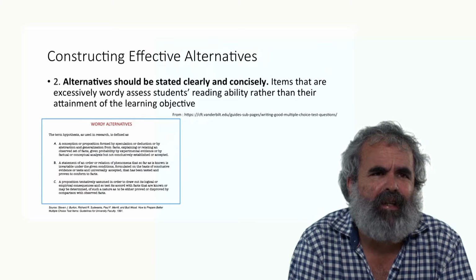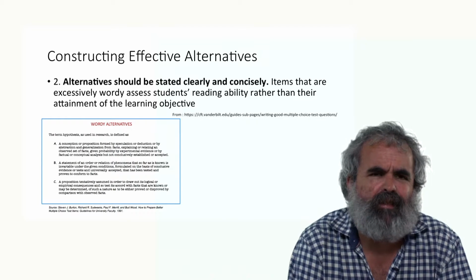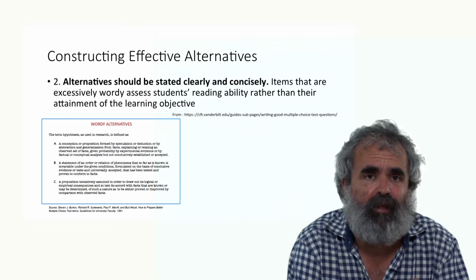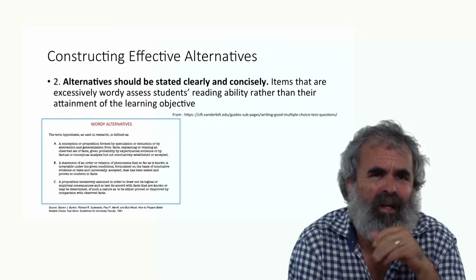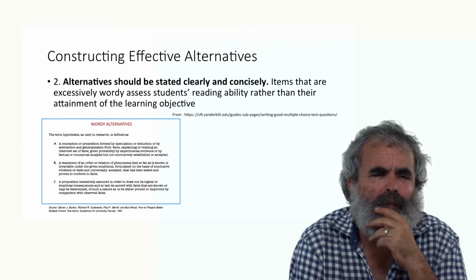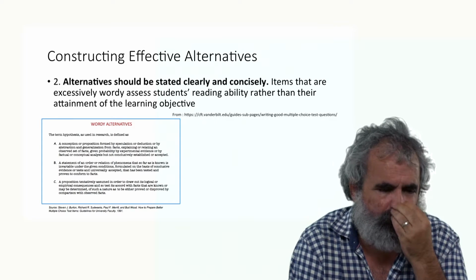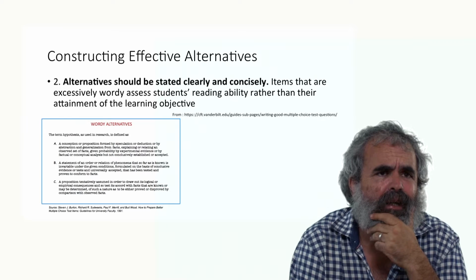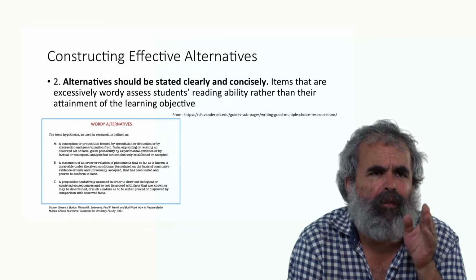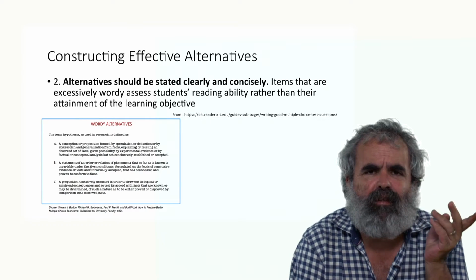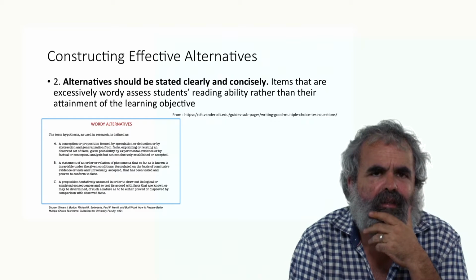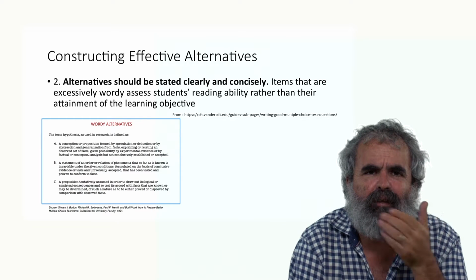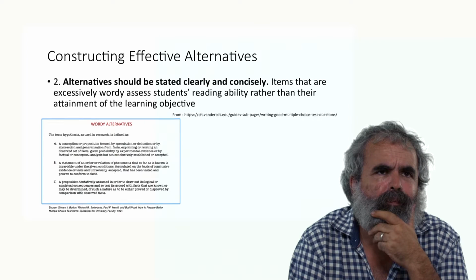Alternatives should be stated clearly and concisely, and this is the flip side of having a clear and concise STEM. Basically, you don't want a question which needs the students to hold, in this case, 3 paragraphs worth of material in their head. You should do it so only the information that is needed is covered in there, and this could be a legal case in law, for example.